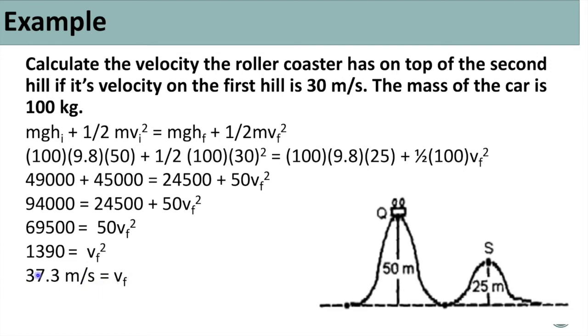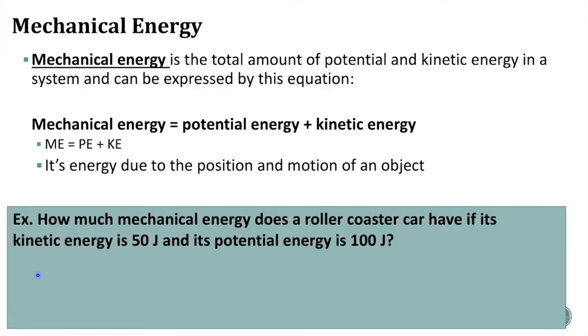So that's not too bad, but we'll do a few more practice problems throughout the unit before we get to your test. All right, moving on to mechanical energy. Mechanical energy is the total amount of potential and kinetic energy in a system, and it can be expressed by this equation. Mechanical energy equals your potential plus your kinetic energy, or simply put, ME equals PE plus KE.